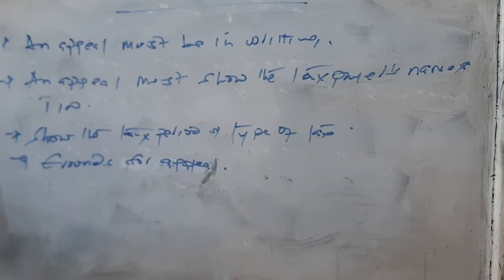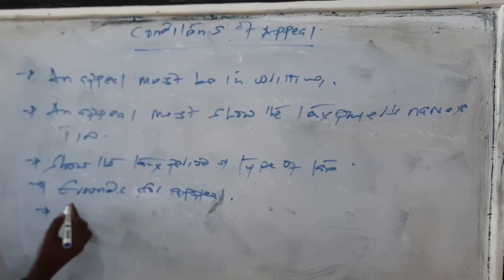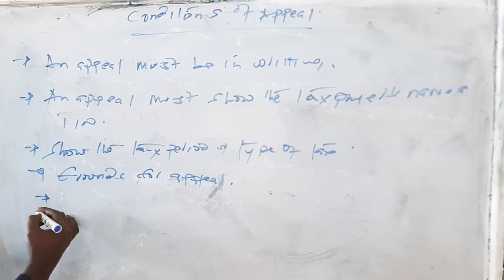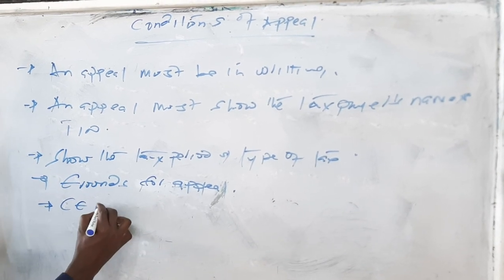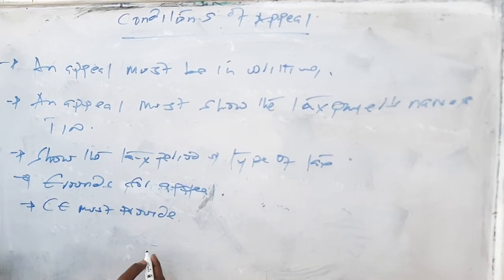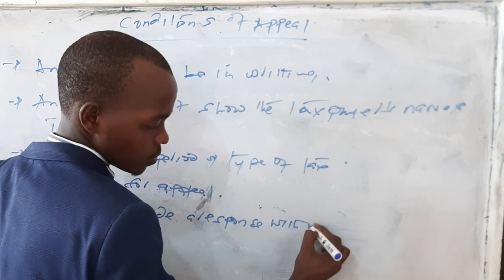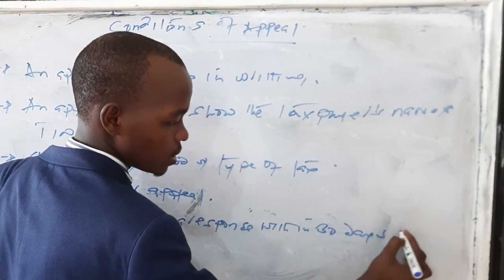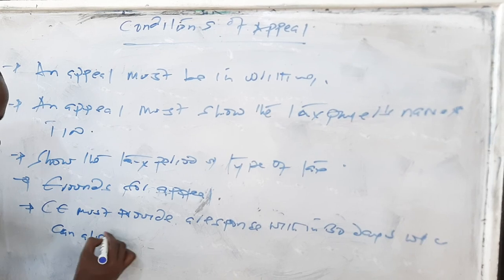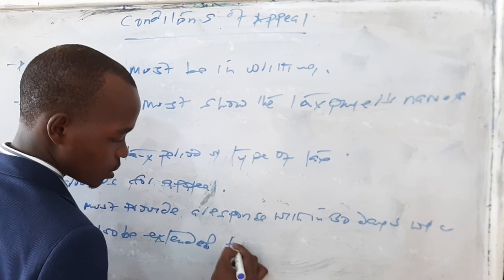Another condition here can be the reasons for an appeal, or why you are making an appeal, or the evidences that back you up to place an appeal. Another condition is that the CG, or the Commissioner General, must provide a response within 30 days, which can also be extended to 60 days.